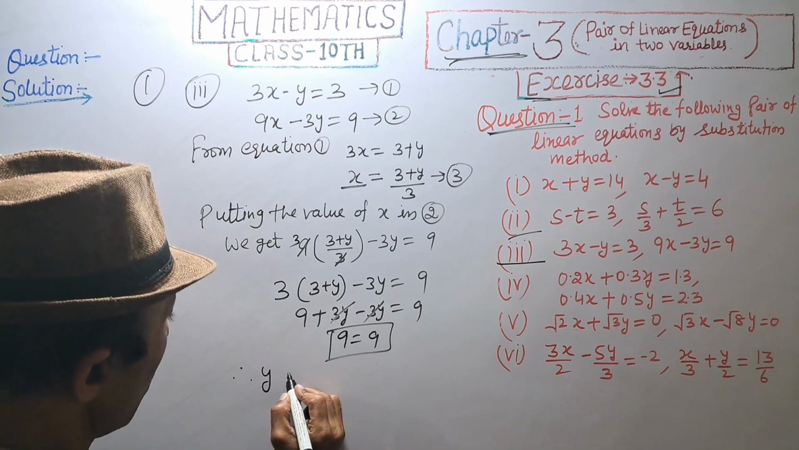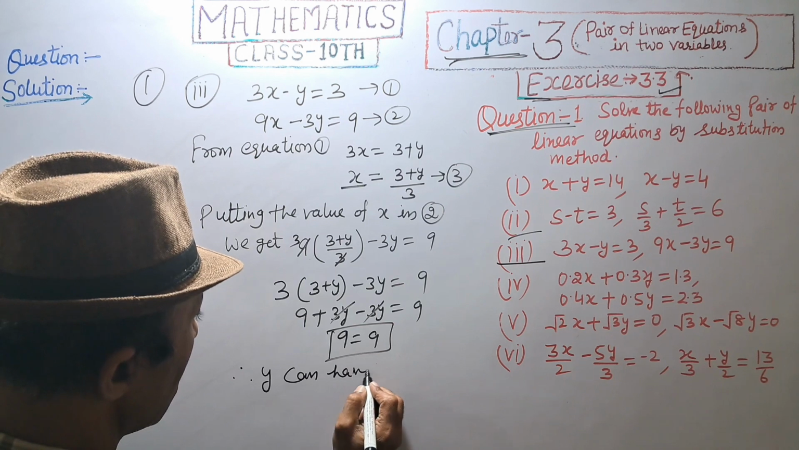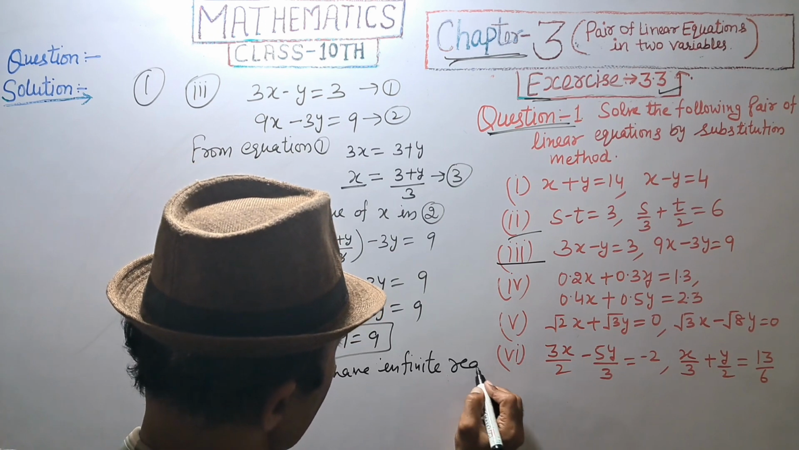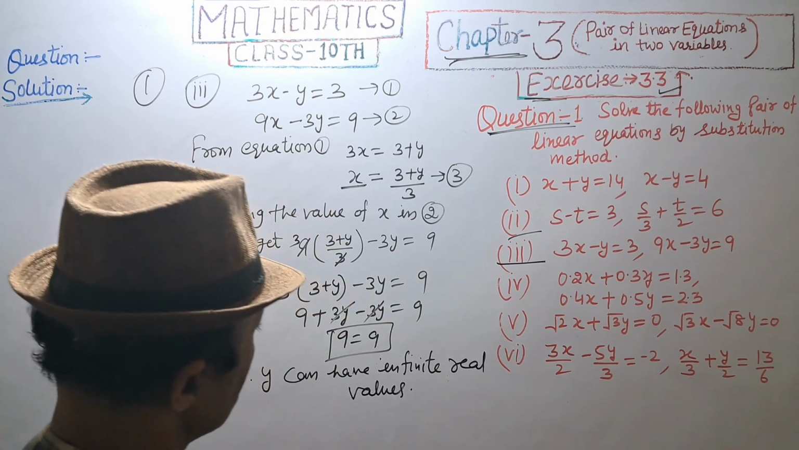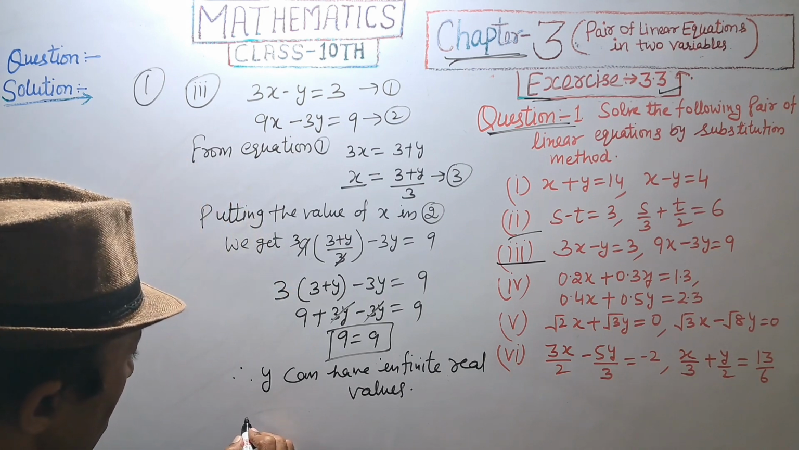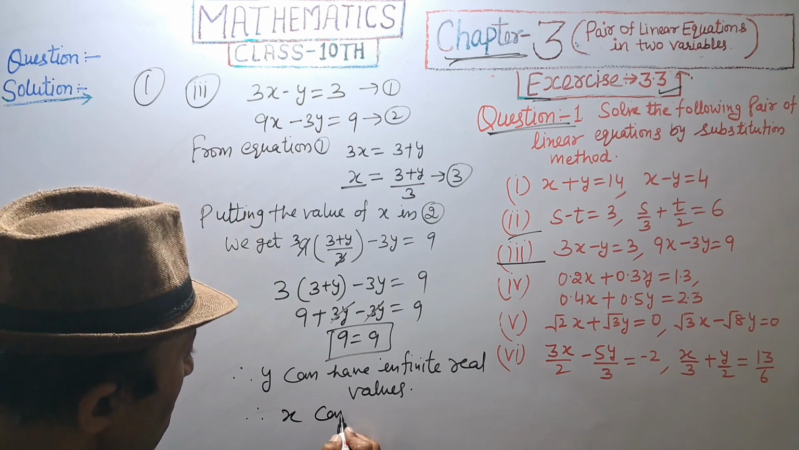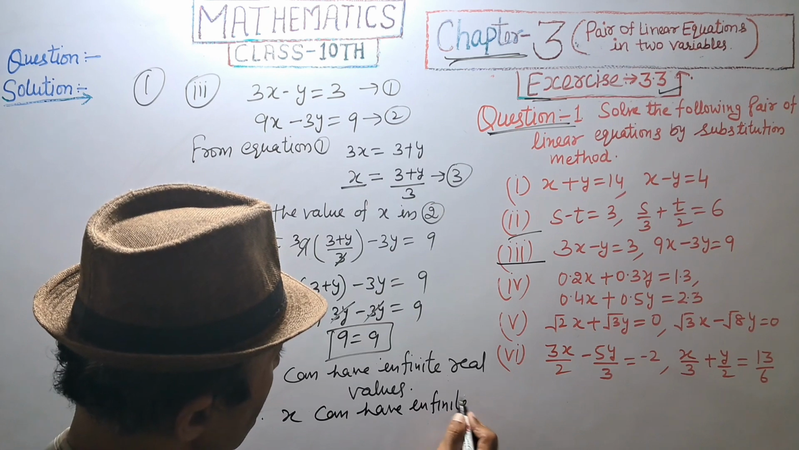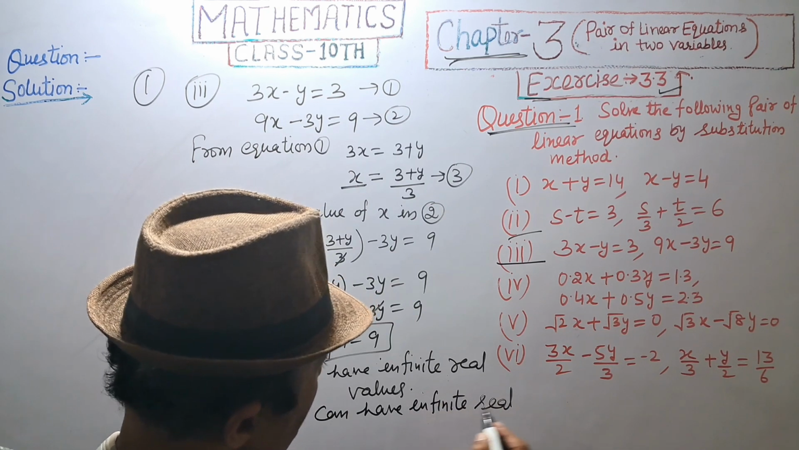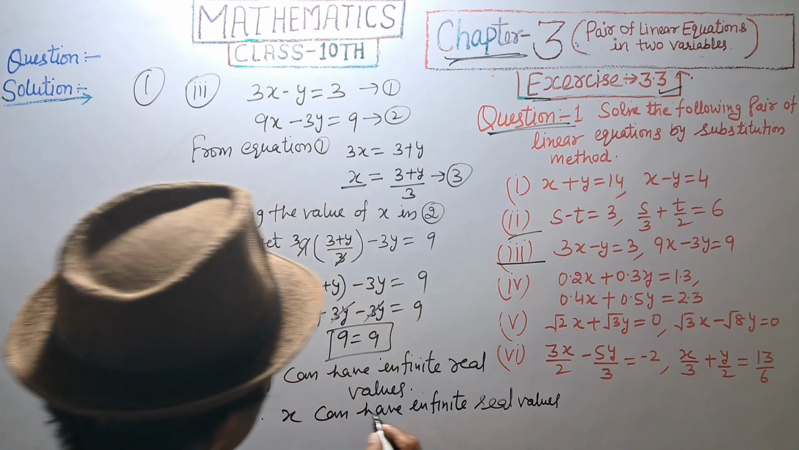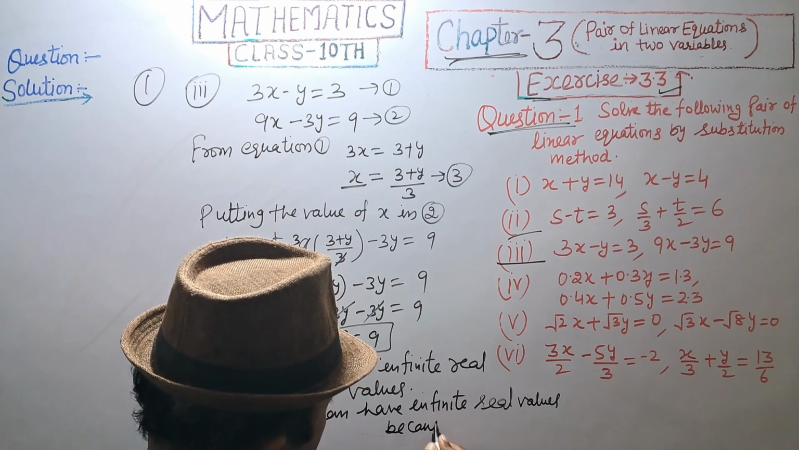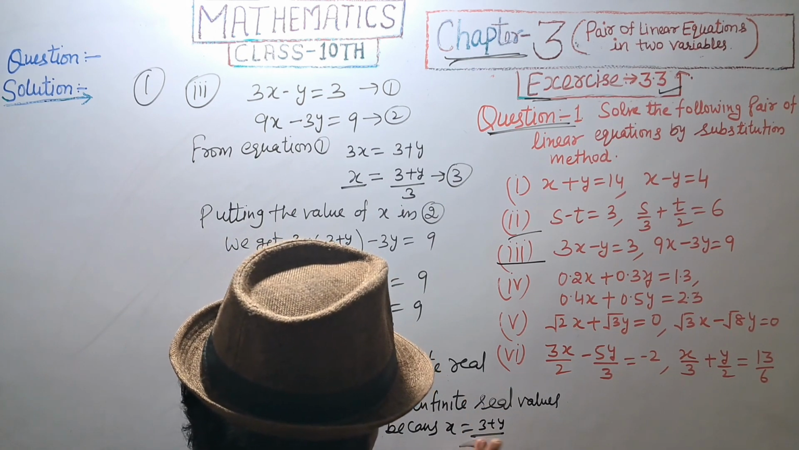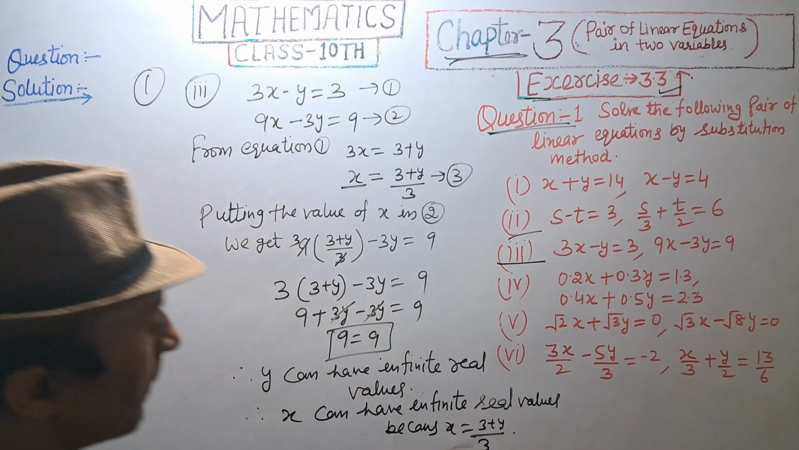So y can have infinite real values. So x can have infinite real values because x is equal to (3 plus y) upon 3.